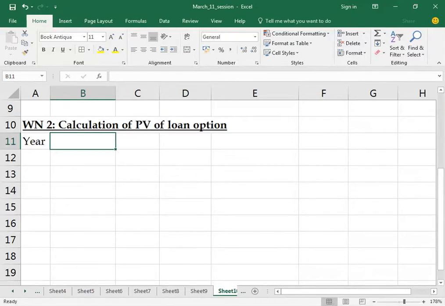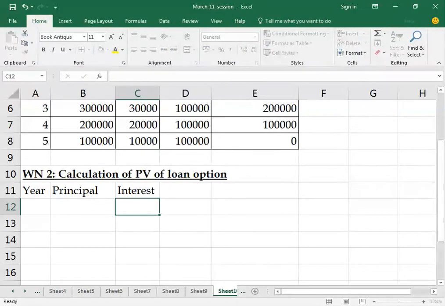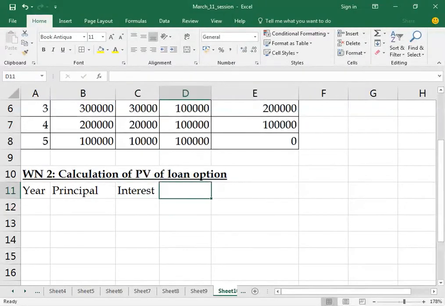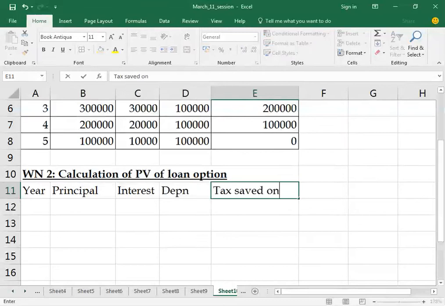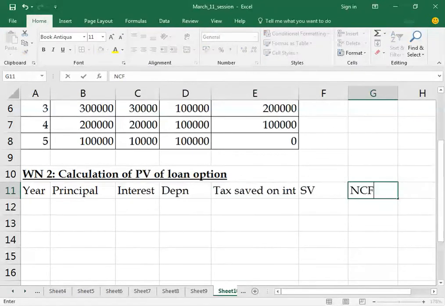We capture not lease rental, loan option. Installment we capture. So please listen. I'm not going to capture installment. I'm going to write principal, interest, principal and interest, tax saved on interest, or let me club it with depreciation. Principal is one outflow, interest is one outflow, depreciation, tax saved on interest and depreciation, salvage value and net cash flow.